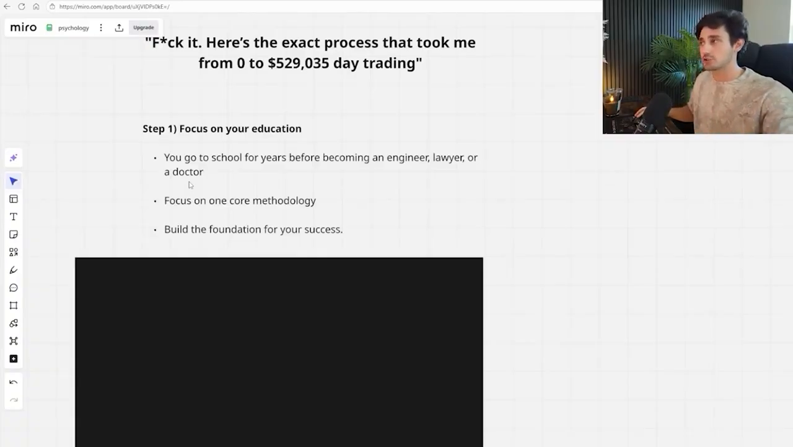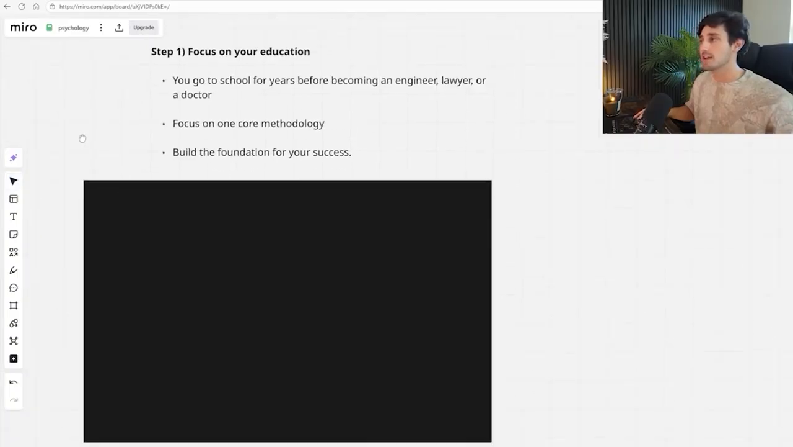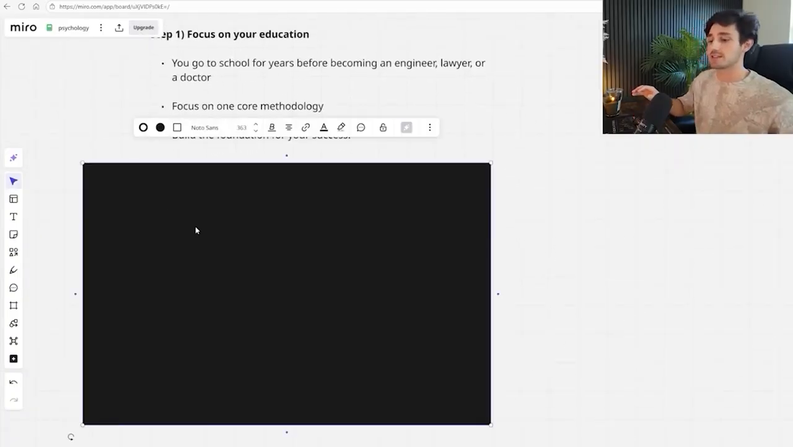And when you're focusing on your trading education, you want to focus on one core methodology. You don't want to be bouncing from this strategy to this strategy and try this methodology out, then that one, then this one, right? You want to stick with one, because every single methodology is going to teach different principles, and it's honestly going to confuse you. And I see this all the time where traders just bounce around from one thing to another, and they never stick and master just one strategy or one methodology, right? You want to build the foundation for your trading success.